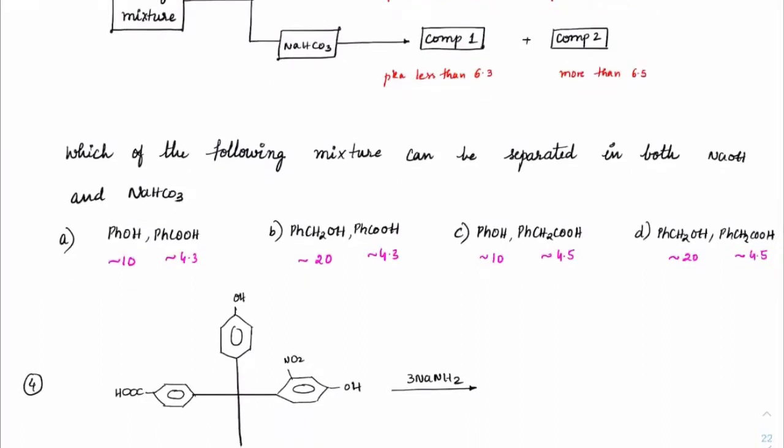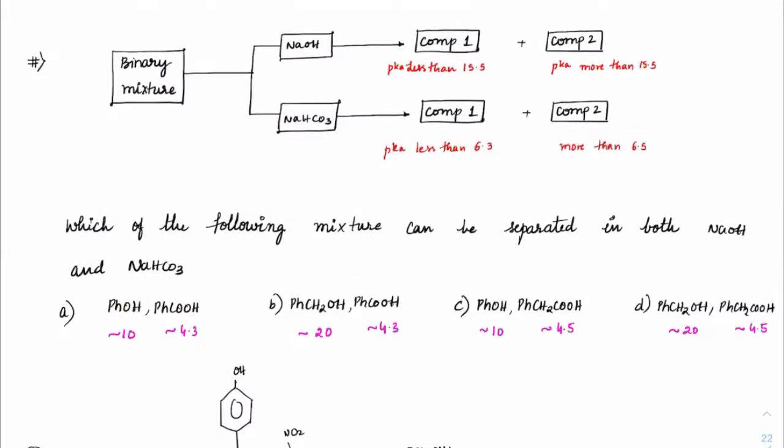Okay. Now suppose if I take this mixture, PhOH and PhCOOH, and if you pass that to NaOH, even this will dissolve and this will dissolve, because both of them will have pKa less than 15.5. So can we separate using NaOH? No, we cannot separate this using NaOH. Can we separate using NaHCO3? Yes, we can, because PhOH won't get dissolved, but PhCOOH will get completely dissolved here in NaHCO3.